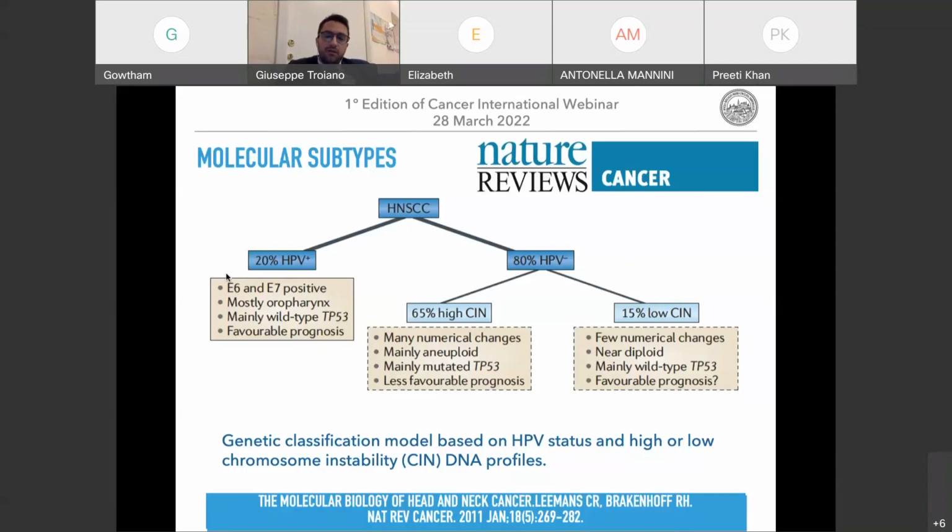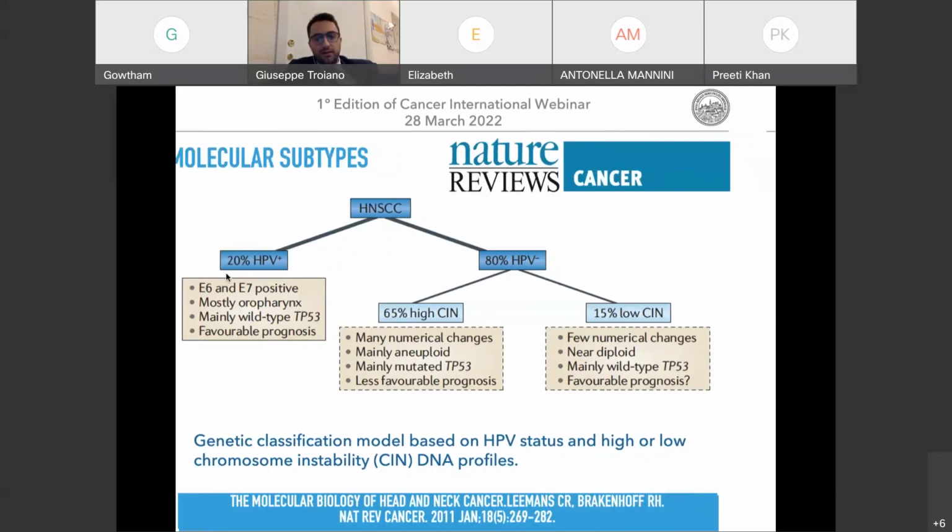Very often these tumors are diploid, and TP53 is not mutated, and they seem to have a better prognosis. But this does not really have an important function in clinical practice.